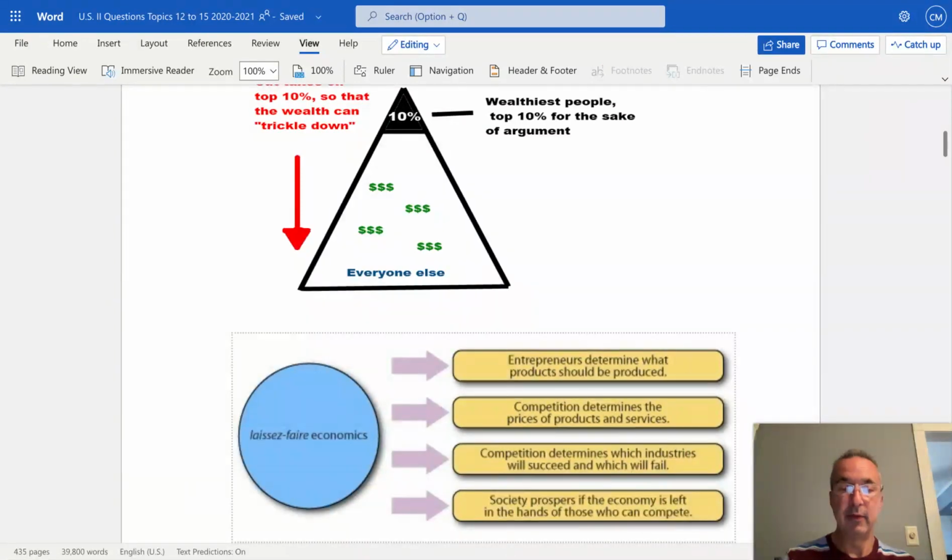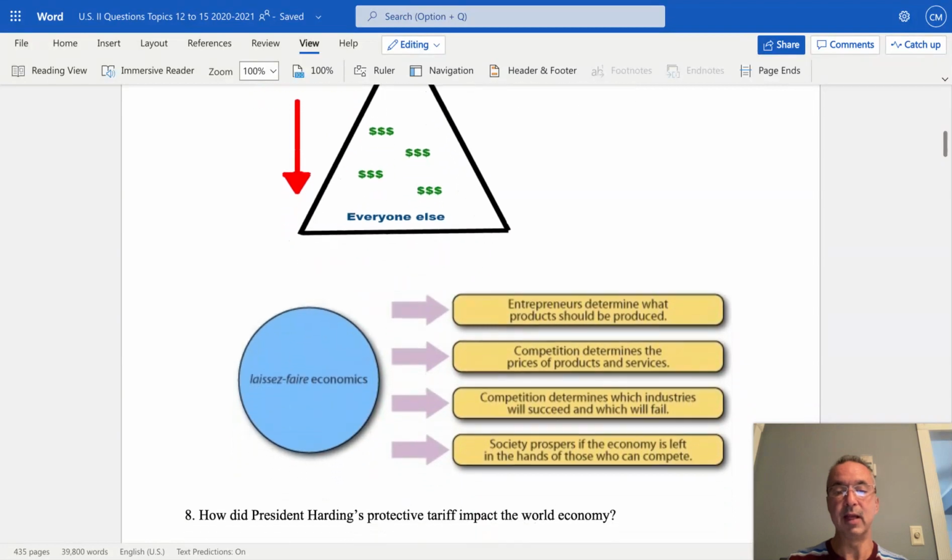Another aspect of the Republican core philosophy is laissez-faire economics, or hands-off. Entrepreneurs or big business owners should determine what products are produced. Competition without intervention from the government determines the price of products, or supply and demand. Competition also determines which industries succeed and which ones fail. Society prospers if the economy is left in the hands of those who can compete. This is a competitive economic philosophy, almost like social Darwinism, survival of the fittest, in terms of the strongest business owners being the ones who are most successful economically within society.